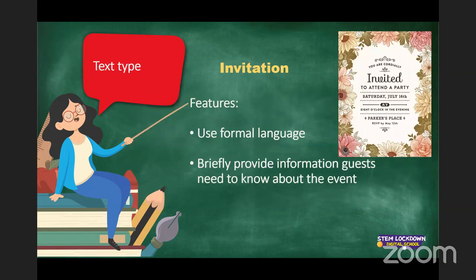All right. So we will move over to the second type of text under category A. So it would be an invitation. So there's a nice invitation there. So the features of an invitation are you will use formal language when you send out an invitation. So use formal language and briefly provide information that guests need to know about the event. Don't write an entire paragraph or an essay, so it needs to be concise.